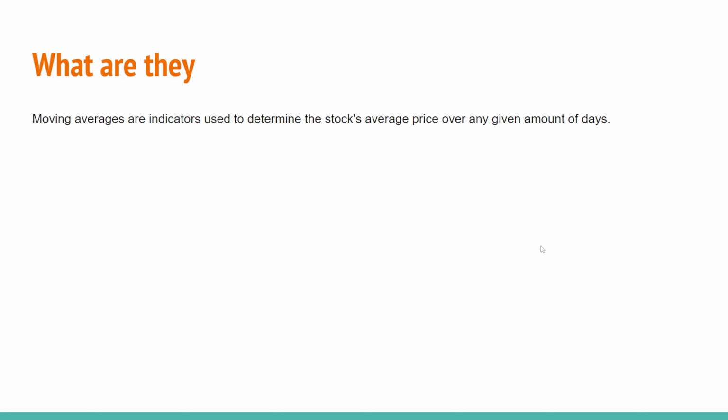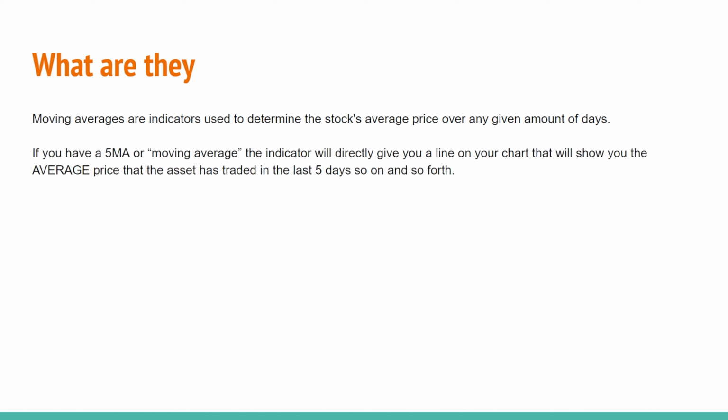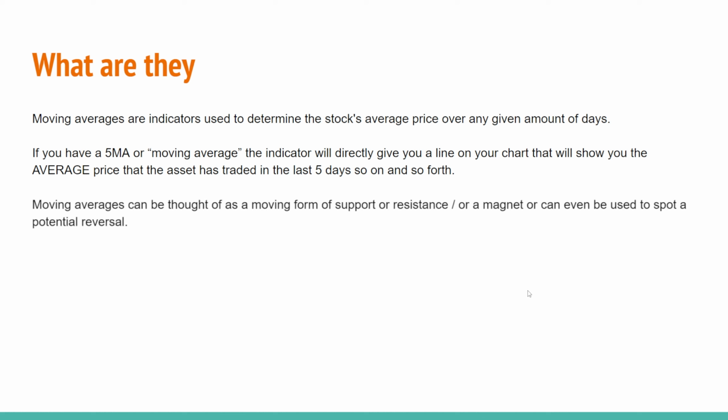So before we get into how they work, we need to first understand what they are, right? Moving averages are indicators that are used to determine the average price over a given amount of days. So your 5 MA is going to give you a line on your chart that will show you the average price of the last 5 days. Your 10 MA is going to be the last 10 days, 20 MA is going to be the last 20 days, so on and so forth. They can be thought of as a moving form of support and resistance, or a magnet that can be used to spot a potential reversal.